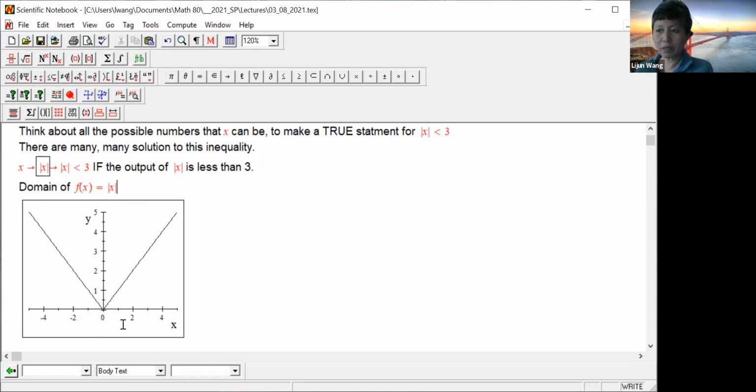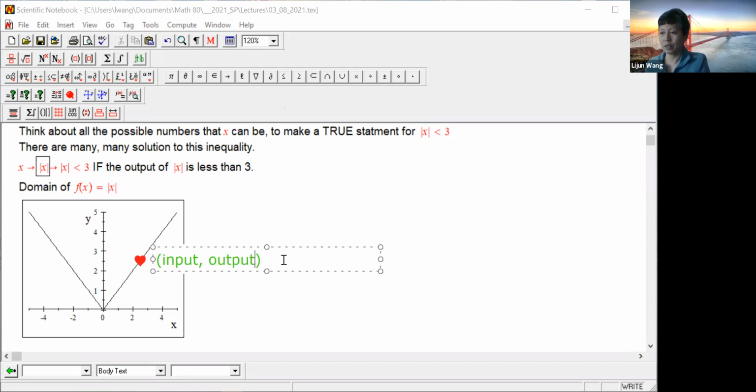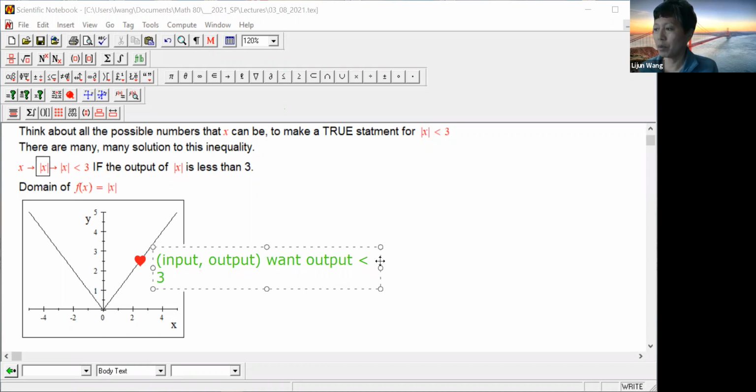And where do we find the input? For any point on the curve, there's an input and there's an output. And now we want the output to be less than 3. We want output less than 3. Where do we find those outputs that are less than 3?